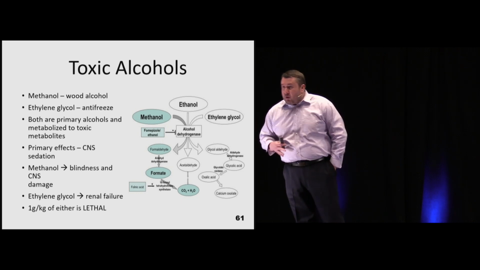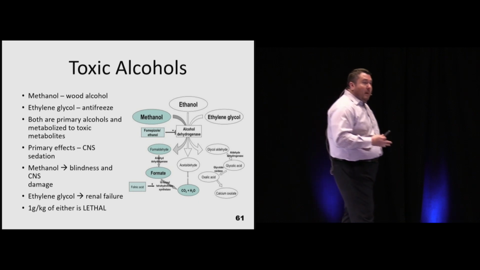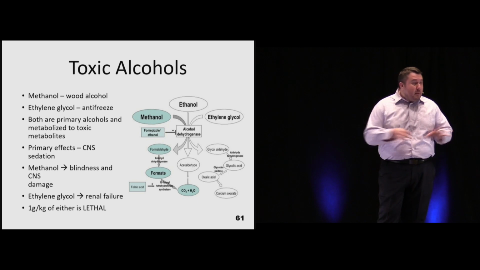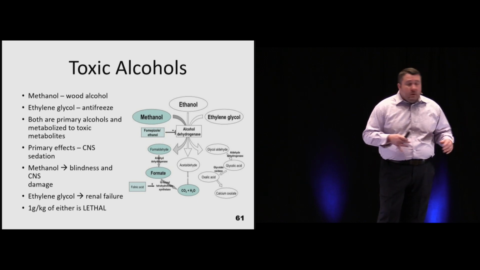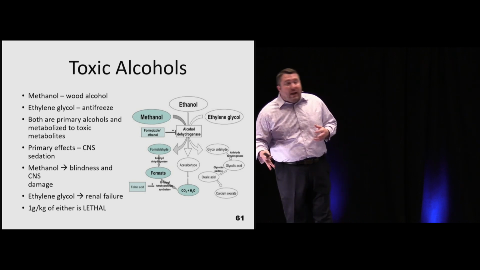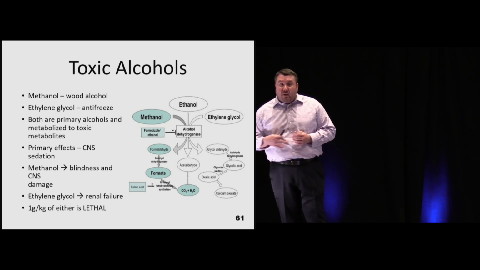Treatment is going to be the administration of fomepizole. Fomepizole is going to inhibit alcohol dehydrogenase, the enzyme that metabolizes our alcohols. If you don't have fomepizole available, or cannot get them to fomepizole very rapidly, we may consider the administration of ethanol.